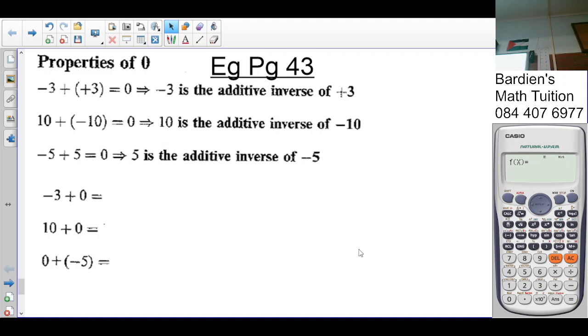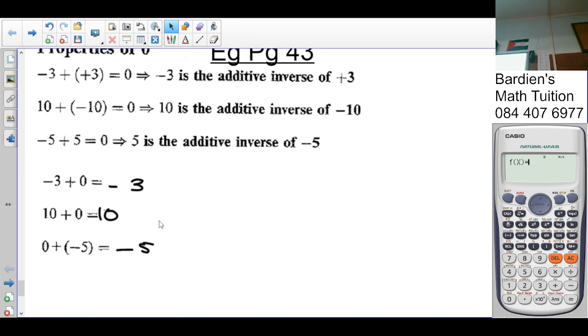So what's negative 3 plus 0? Negative 3. Yeah? What is 10 plus 0? 10. That's simple, no? What is 0 plus negative 5? Is there anybody that's confused at this point? Anybody that's confused? Let's carry on.